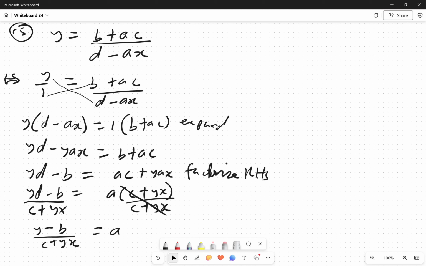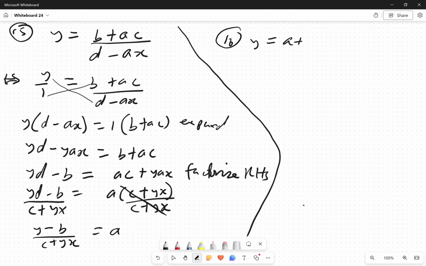So number 16, I'll do it at the top here. Number 16, if we have y is equal to a plus b to the power n, this is exponent. This one you can simplify it easily, except with the binomial theorem, which we don't do in core maths. So what we need to do is we raise both sides to the power 1 over n.